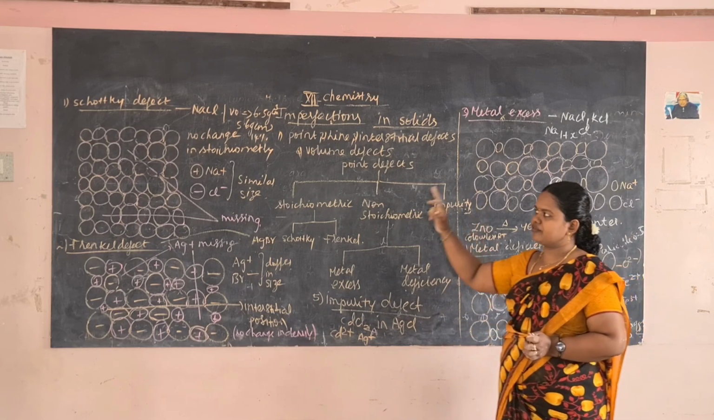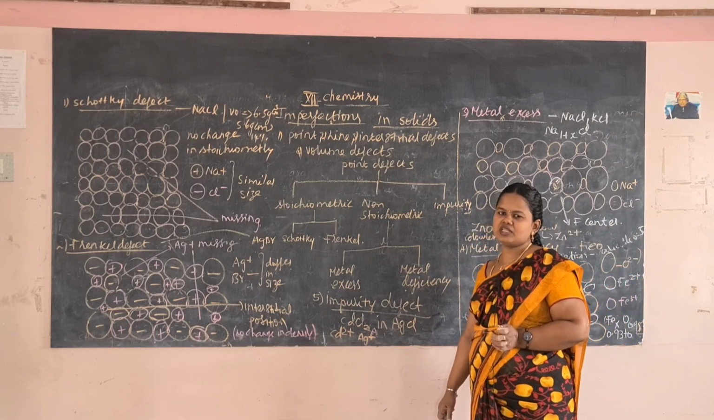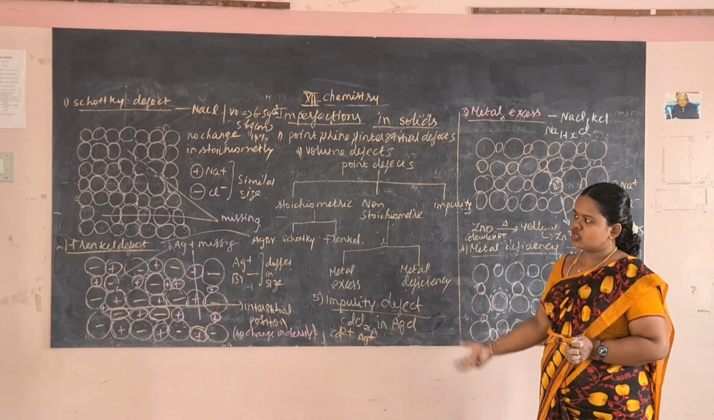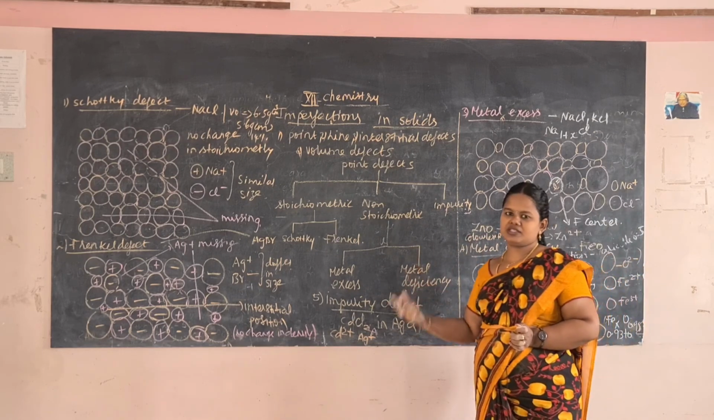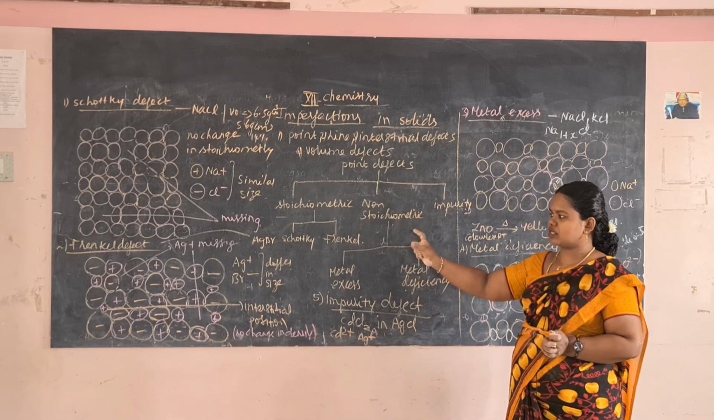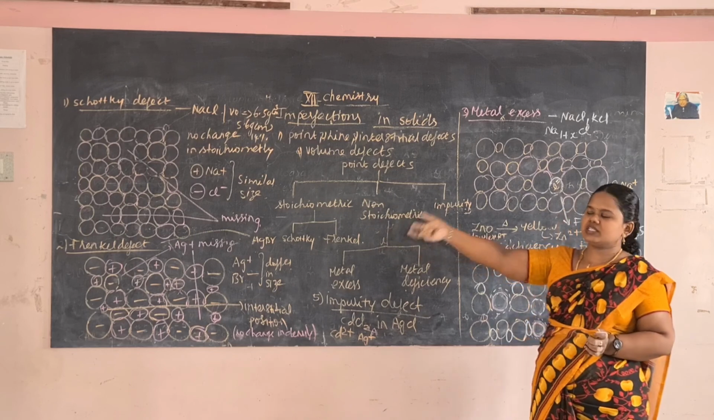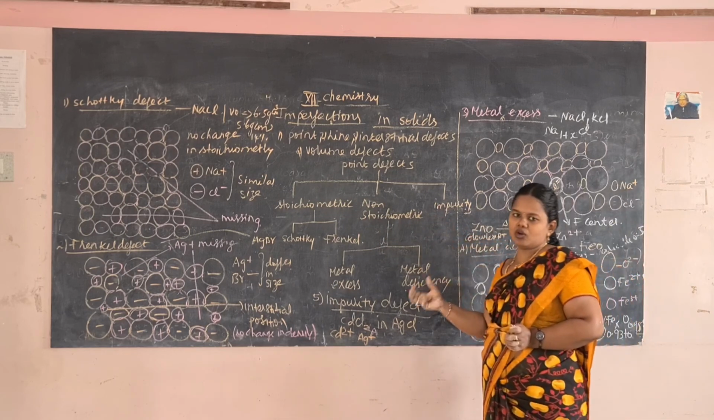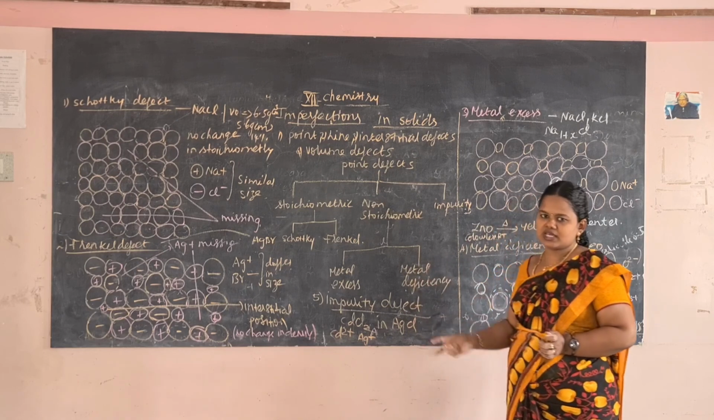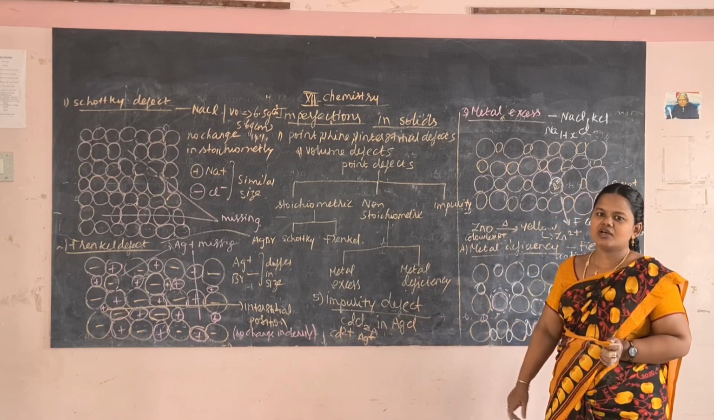So these are all the 5 defects or 5 imperfections in solids. This is a very, very important question. Schottky and Frenkel will be asked as a detailed question and answer. Stoichiometric defect alone will be asked as one detail, or non-stoichiometric defect alone will be asked in one detail. So you can definitely expect one detail from this imperfections in solids.